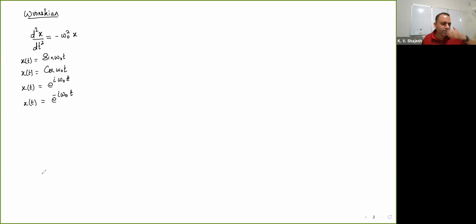But then I just now wrote four solutions here, and what's actually the solution? Why did I earlier just pick cosine and sine to be a solution? In fact, I can pick any two combinations of this, right? So in principle, x of t could be A cosine omega naught t plus B sine omega naught t.